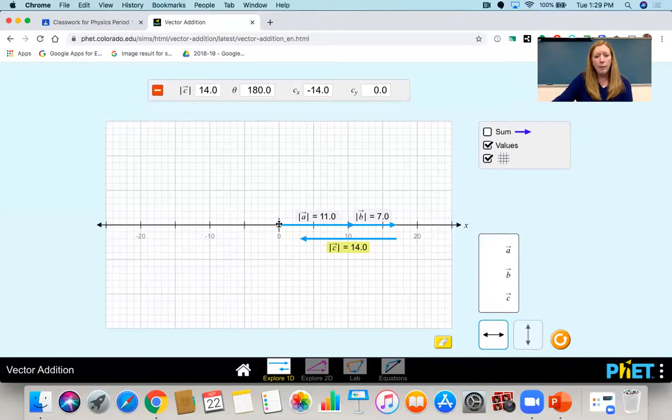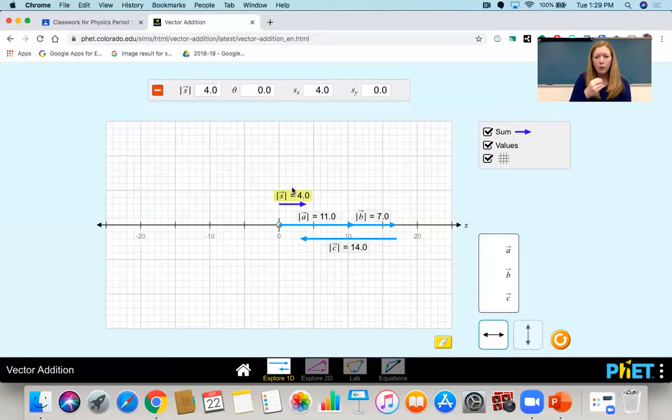So what you can see happened is I walked my 11 meters, I walked my 7 meters, that was 18. And then I went 14 meters in the opposite direction, negative 14 meters. If I subtract that, that gives me a displacement of only 4 meters to the right.